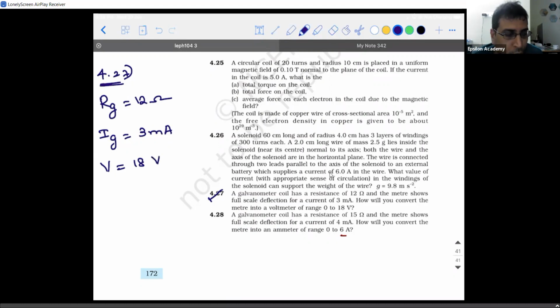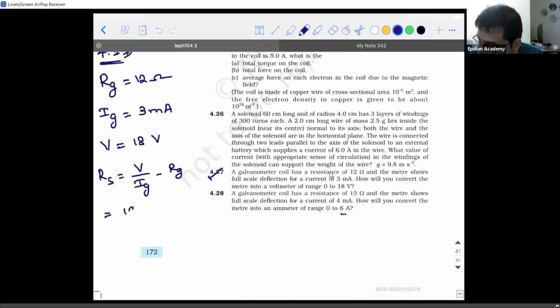So what are we supposed to do to the existing galvanometer? We need to connect a resistor in series. So how much is the value of resistance you will connect in series? Rs is equal to V divided by Ig minus Rg. So what is the value of V you are going to measure?